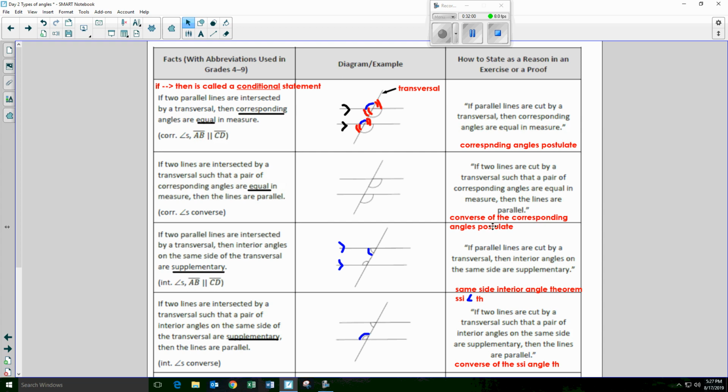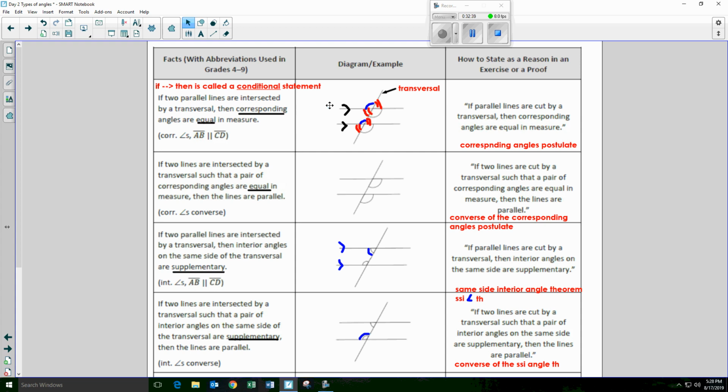Next is called the converse of the corresponding angles postulate. It's almost exactly the same. The difference is converse of. Converse means to switch the if and the then. So that's what they've done here. This if became the then, and this then came up here, and they reworded it. If two lines are intersected by a transversal such that a pair of corresponding angles are equal, so if we know that one pair of corresponding angles are congruent, then the lines must be parallel. If I have corresponding angles equal, then these two lines are parallel.